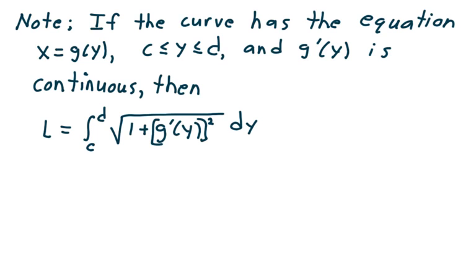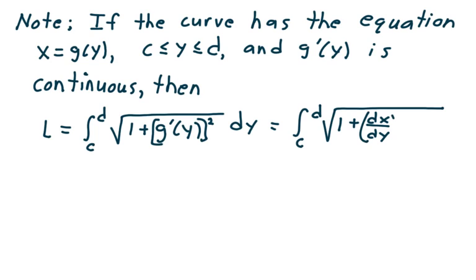So I'm still going to take the derivative, but just this time it's with respect to y. I'm going to square the result, add 1, take the square root, and then integrate from c to d this time. And then another way to write this is the integral from c to d of the square root of 1 plus dx dy squared. And then I'm going to integrate that result with respect to y. So it's the same idea. You're still going to take the derivative. And with that in mind, I want to start on example 3.